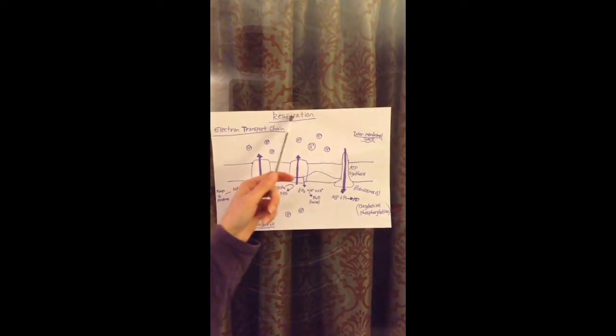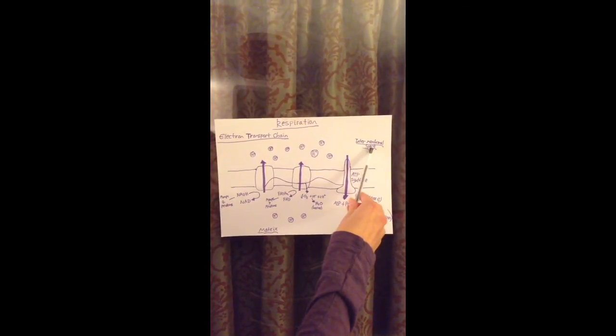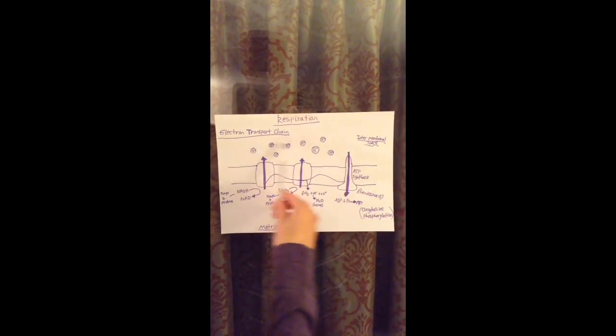Okay, so this is the final stage of respiration, called the electron transport chain, involving the molecules that we formed from the Krebs cycle, NADH and FADH2. This is very similar to the light-dependent stage of photosynthesis, if you remember that diagram, but it's just the opposite way around. Here is the intermembranal space of the mitochondria, and here is the matrix of the mitochondria.